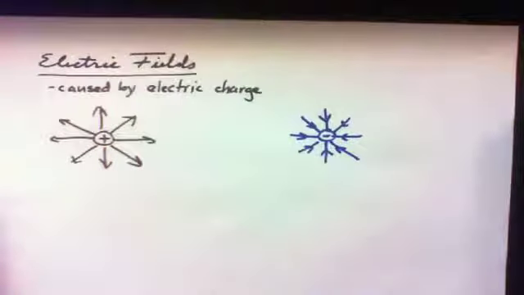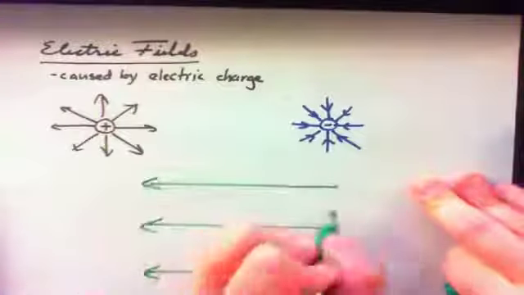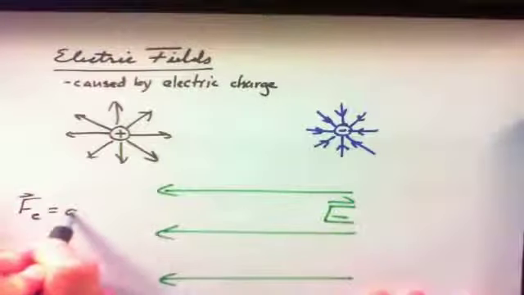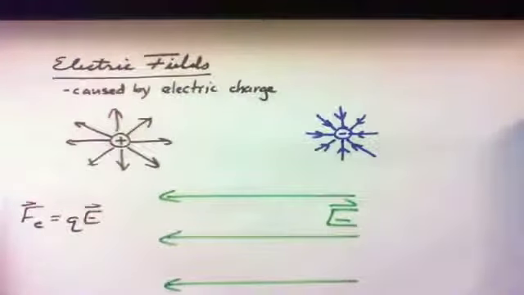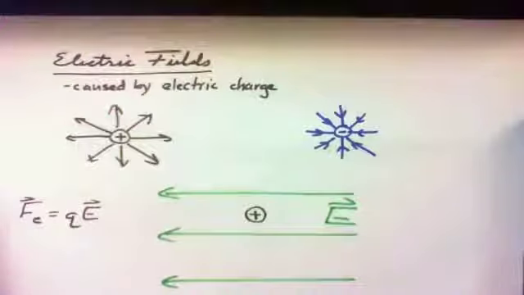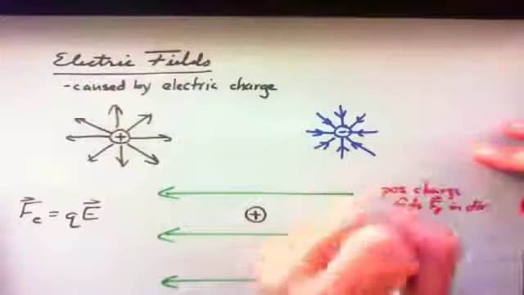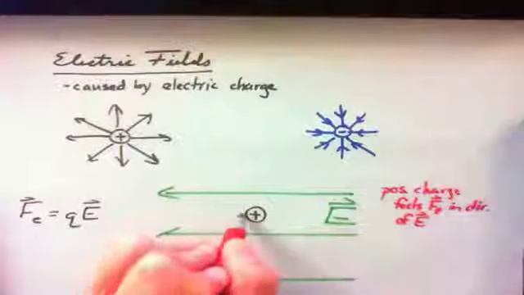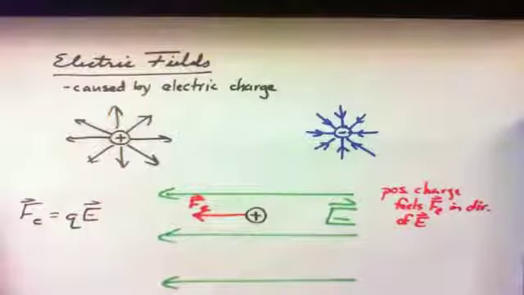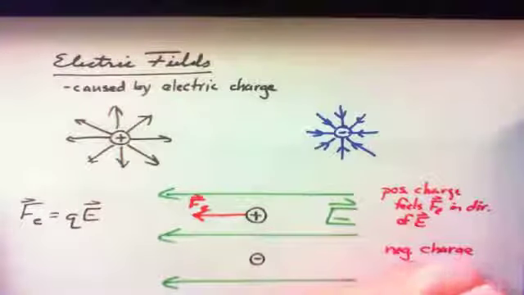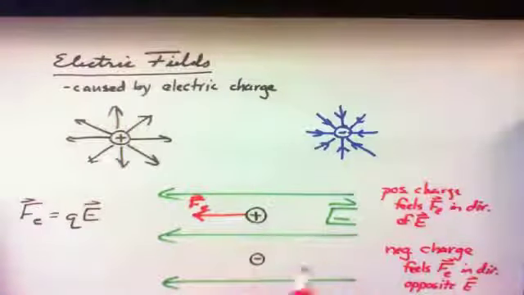If you put a charge into an electric field, it will feel a force. And the magnitude of the force is given by this equation. F is equal to qE. Now, if we put a positive charge in an electric field, a positive charge will feel a force in the direction of the electric field. A negative charge will feel a force in a direction opposite the electric field. And we can see that from our equation.